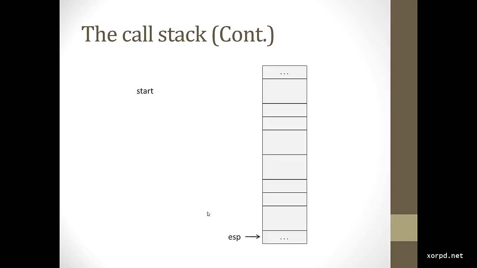Let's look at an example. Assume that our code began from the start label somehow, pretty much as usual. Now assume that start calls some function, which is called func_a, and assume that currently we are inside func_a. At this point, we should have this picture on the stack.